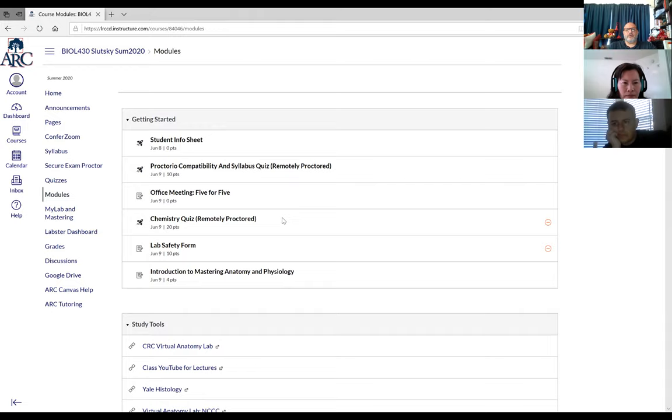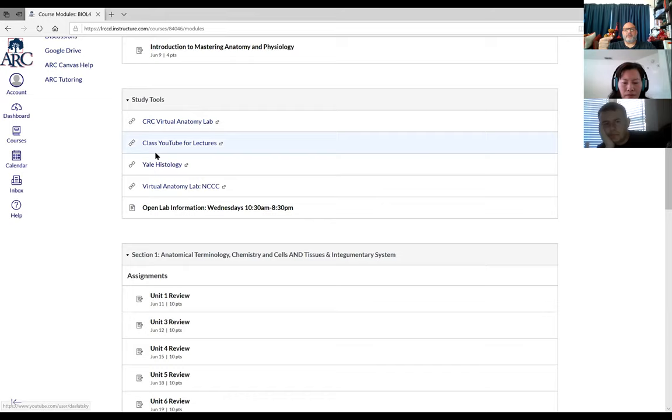So again, both on Chegg. I know Chegg has got the lab manual. I don't believe it has the textbook. I don't know if it has a histology atlas. Remember all the websites are here under study tools and the modules. Those are websites that I have, including the link to our YouTube site here as well, and the link to the open lab.